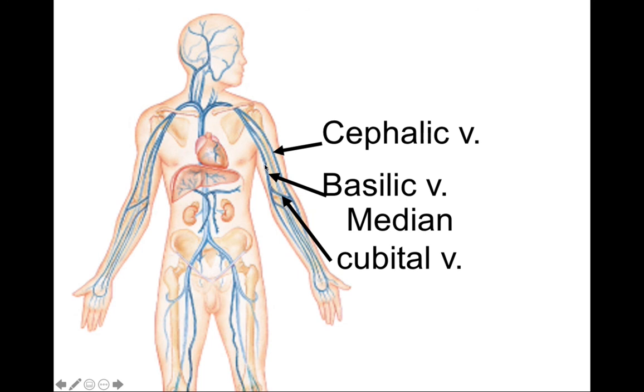The cephalic and the basilic veins are met with that median cubital vein, which sits in the cubital fossa in the antecubital region. As I mentioned, this is typically the vein that we will use to draw blood from the arm. The cephalic and the basilic will eventually flow into the subclavian veins.